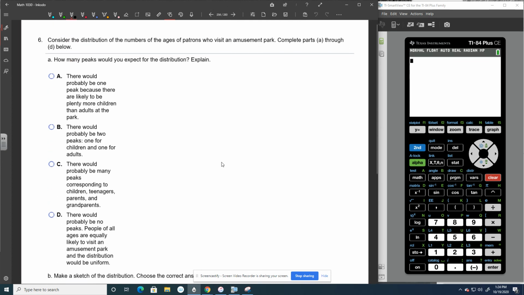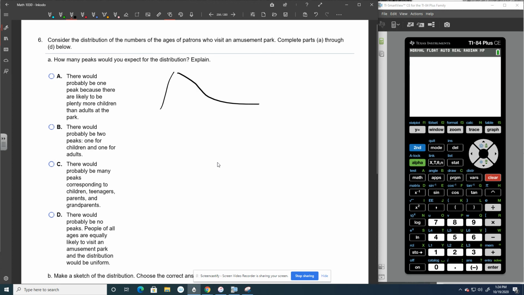Okay, number 6. This is going to be something similar. Consider the distribution of the ages of people visiting an amusement park. So how many peaks are there going to be? Again, I would expect there to just be one peak. You're going to have a lot of younger people, and then it's going to spread out from there, depending on the type of amusement park, right? If this is a little kid amusement park, you're going to have a whole bunch of little kids, and then it's going to kind of taper off as the kids get older. There's going to be less and less, and then you're going to have the adults that bring their kids. So I would just expect one peak.